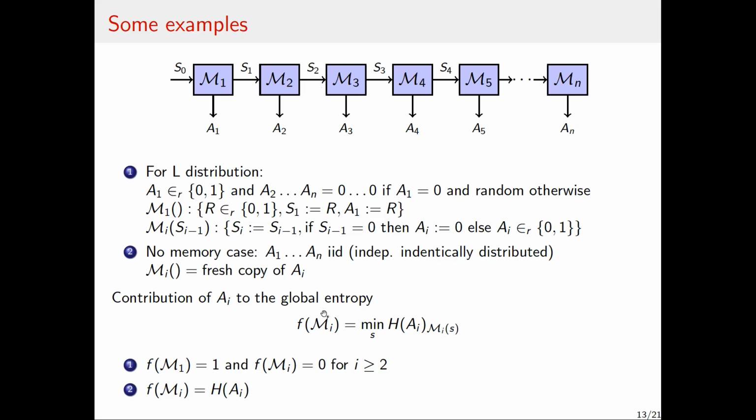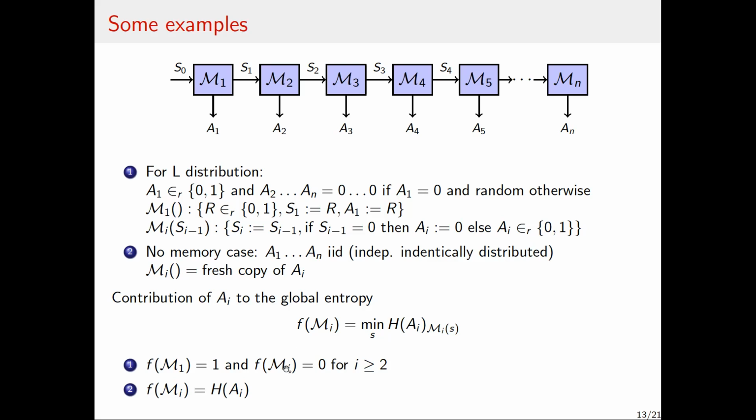And this will be my contribution. Let's check that for these two setups. Let's compute this at least for these two setups. For the L distribution, if I try to compute this f of M1, the output of M1 has no input, so the output is always uniformly random. So there is one bit of randomness.